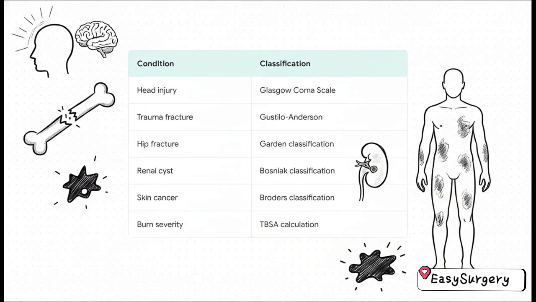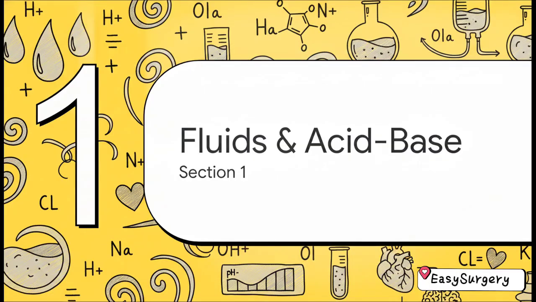Finally, let's cement these trauma and specific scoring systems. Head injuries universally use the Glasgow Coma Scale. It's literally the language of trauma everywhere. Open fractures get the Gustilo-Anderson classification. Hip fractures use the Garden classification to predict avascular necrosis risk. Over in urology, the Bosniak classification is essential for evaluating renal cysts for malignancy. Skin cancer differentiation relies on the Broders classification, and of course, for burn severity, we use the total body surface area, or TBSA calculation. Kicking things right off with Section 1, fluids, electrolytes, and acid base.